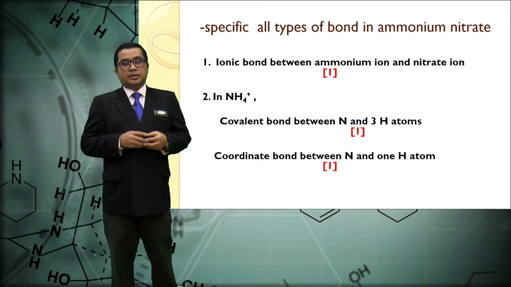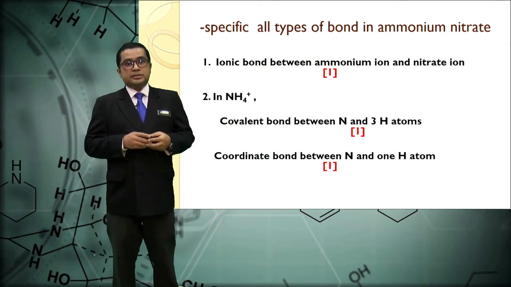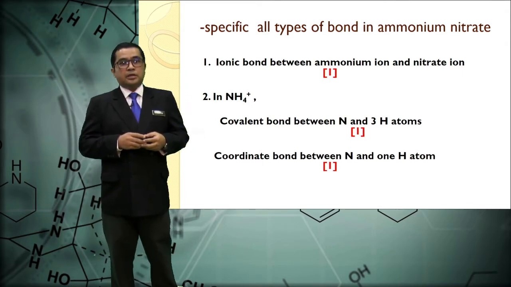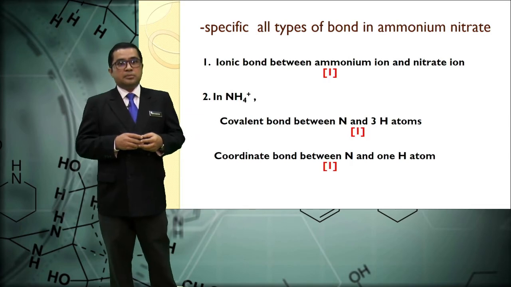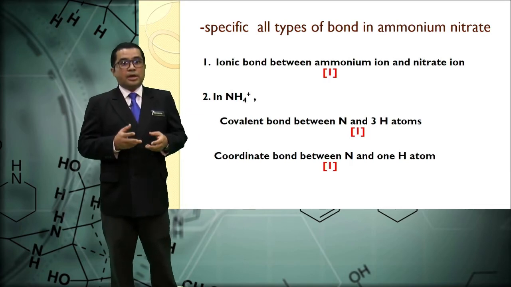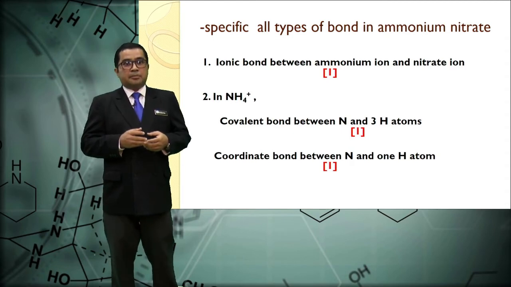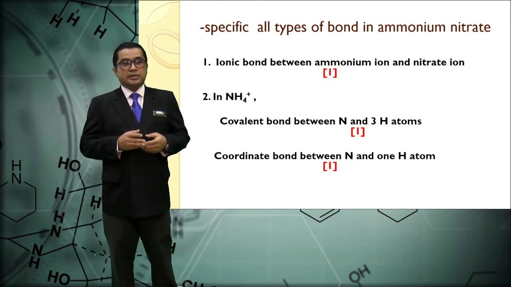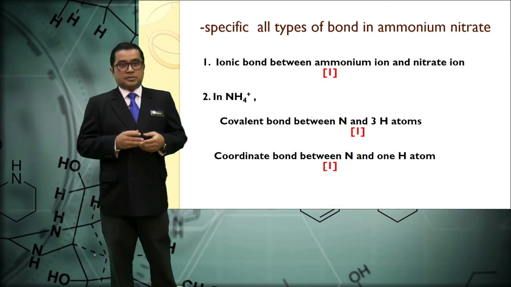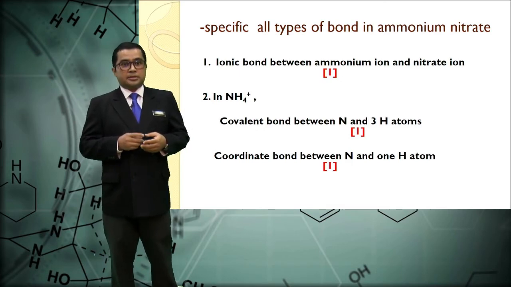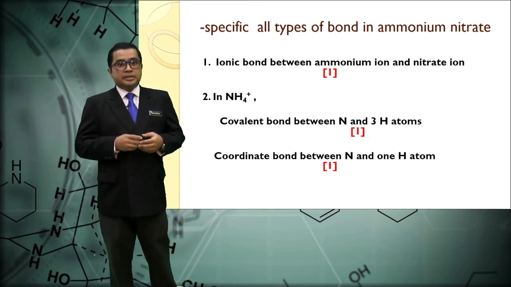Firstly, the answer is ionic bond between ammonium ion and nitrate ion. What is ionic bond? Ionic bond is an attractive force between the positively and negatively charged ions. Okay, that's for the first mark. And then you have to specify what are the bonds present in ammonium and nitrate.